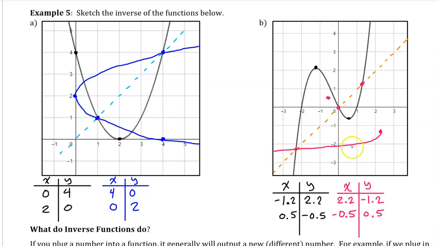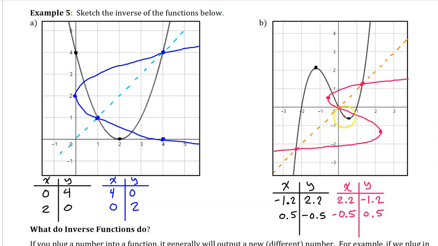I begin to draw the mirror image using the key points. So this first part of the graph that goes up to this key point right here, the mirror image goes to this key point right here. From there it falls into the origin, so I do the same.